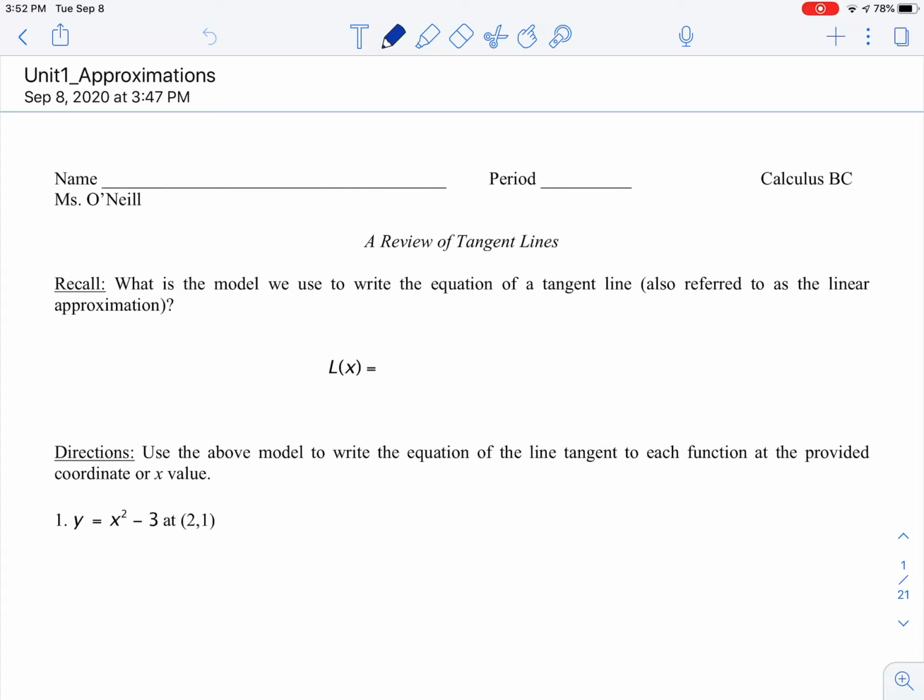To remind you of that model from last year, we would often write it as f of a plus f prime of a times x minus a. And just to remind you where that comes from, technically, this is the y-coordinate at the point where you're finding the tangent. This is the derivative at that specific point. And this is the x value of where you're creating that location. So basically all you need to know is what's the derivative, what's the original y value, and what is the x value of the location where you're making a tangent line.